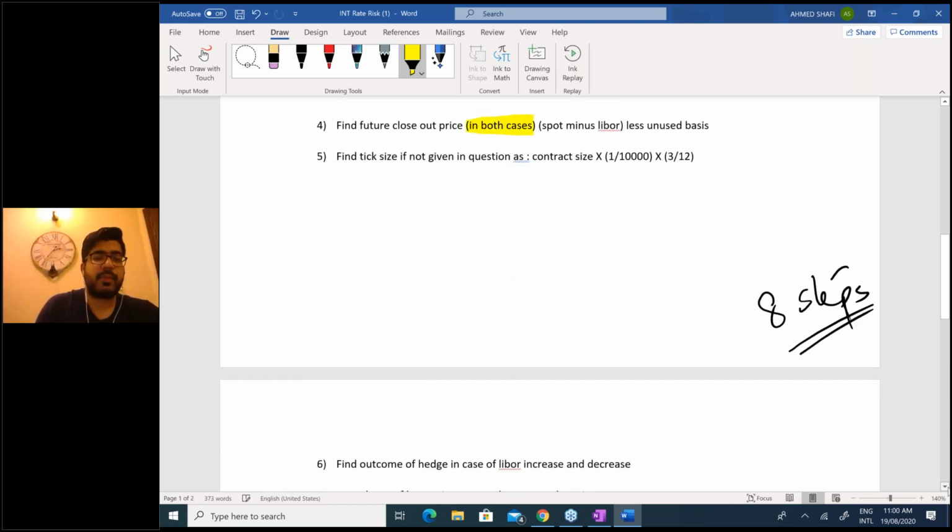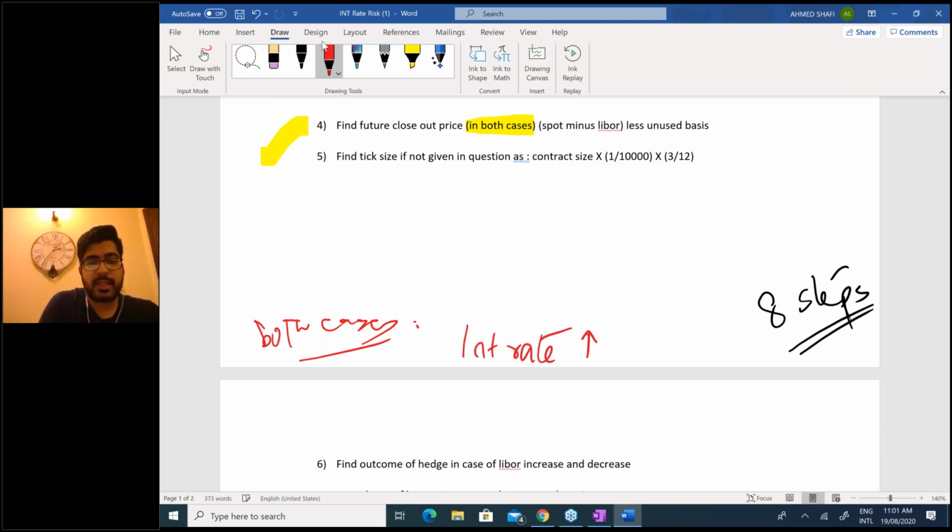Now in the exam question, you are likely to be provided with two cases. Case 1 would be interest rates are rising, and case 2 would be interest rates are falling. In the exam, it is likely that you are provided with two cases. You will be very lucky if you're just provided with one case. Then obviously in that case, future closeout price is in one case. But in the majority of the questions, 90% of questions, you're provided with two cases, interest rates increase and decrease. So you need to find future closeout price in both cases.